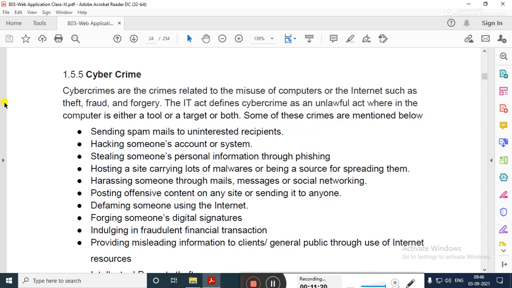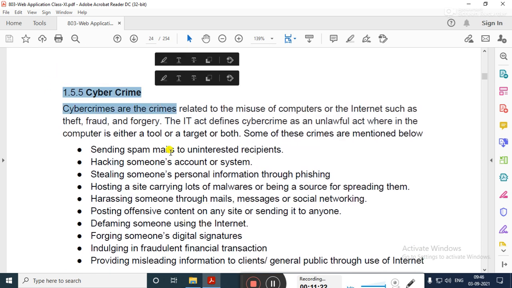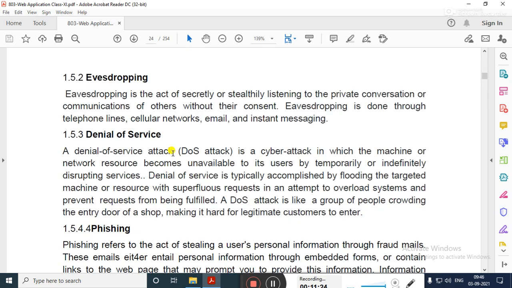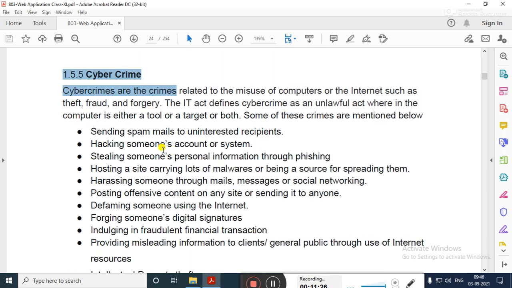Now we come to cyber crime. This is another part. What are network threats? What is basically done here? What is cyber crime? Cyber crimes are basically related to the misuse of computers or the internet, such as theft, fraud, and forgery.